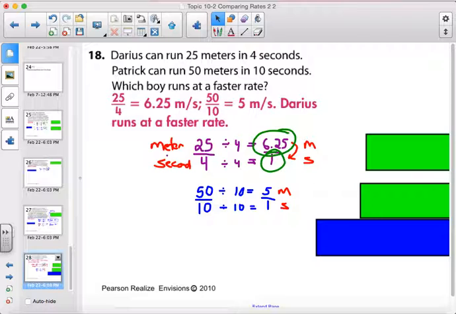All right, hopefully those example problems helped you understand a little bit better. If you have more questions, you can certainly see your teacher or see your parents for some help.